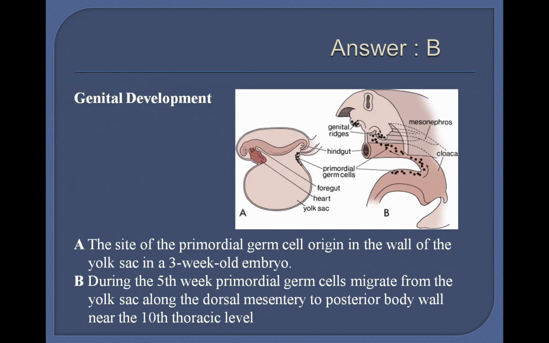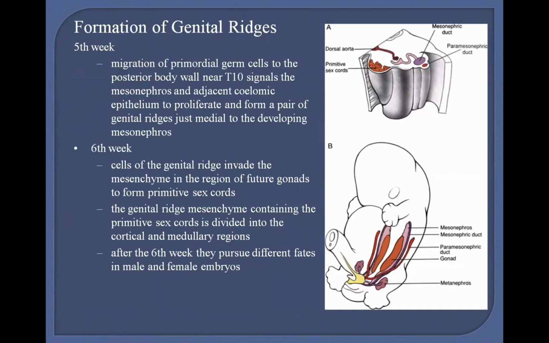Next, at around the 5th week, next slide, there is migration of primordial germ cells to the posterior body wall near T10, which will signal the mesonephros and adjacent coelomic epithelium to proliferate. And these will form genital ridges just medial to the developing pronephros. So we can see in the diagram.